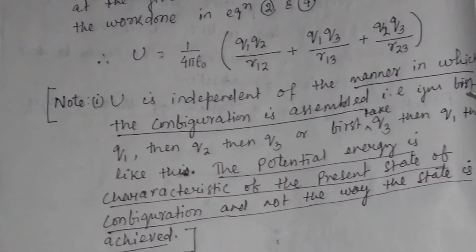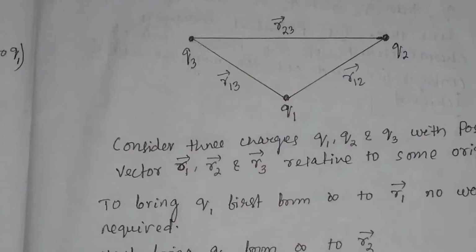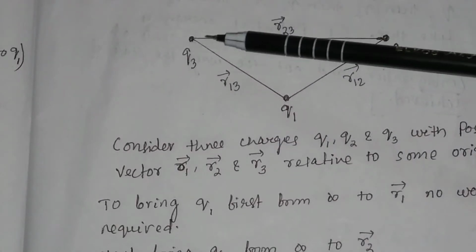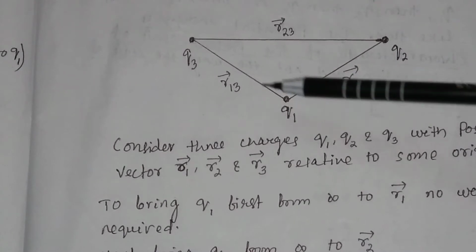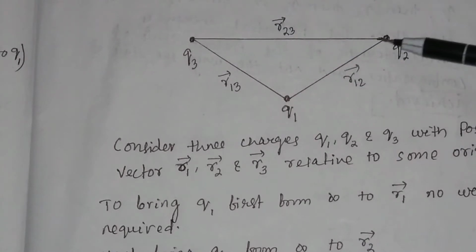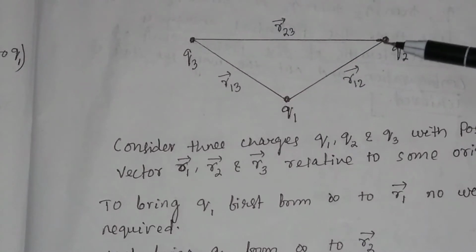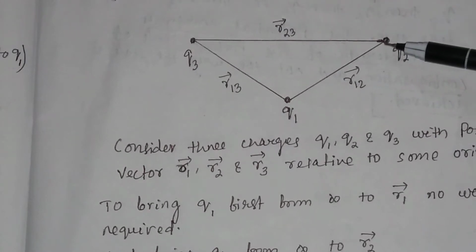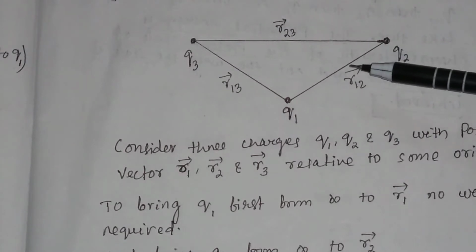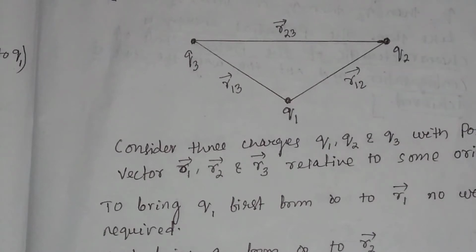That is, in this figure the state of configuration means here you have put q1, here you have put q3, here you have put q2. This should not be altered, but from infinity, whether you first bring q1 or you first bring q2, it doesn't matter. The potential energy expression will remain the same.